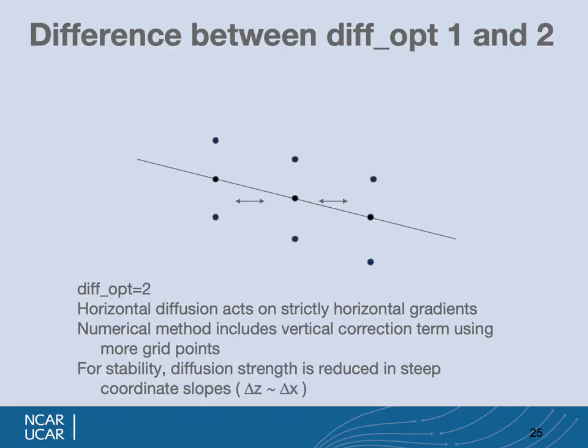Diff_opt equals 2 is trying to make horizontal diffusion purely horizontal. It takes the horizontal gradient, which when you have slope coordinates requires a vertical adjustment to do an interpolation to the same level. So it includes some extra terms, but it's more accurate as a horizontal diffusion choice. For stability, the diffusion strength of this option is reduced when you have steep coordinates. So it makes it more stable by reducing the strength in steep conditions.